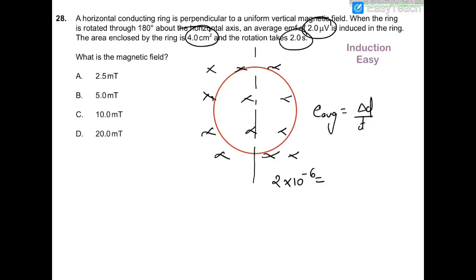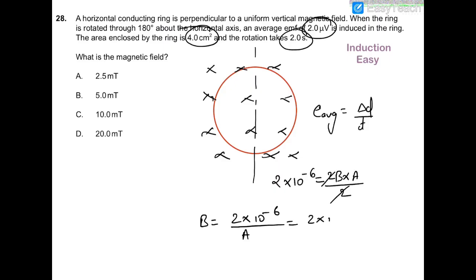Now flux is B into A, and when we have rotated this coil 180 degree, then the change in flux will be 2BA, and the time taken in rotation is 2 seconds. Okay, so cancelling this 2 with 2, B will be equal to 2 into 10 raised to the power minus 6 upon area of the ring.